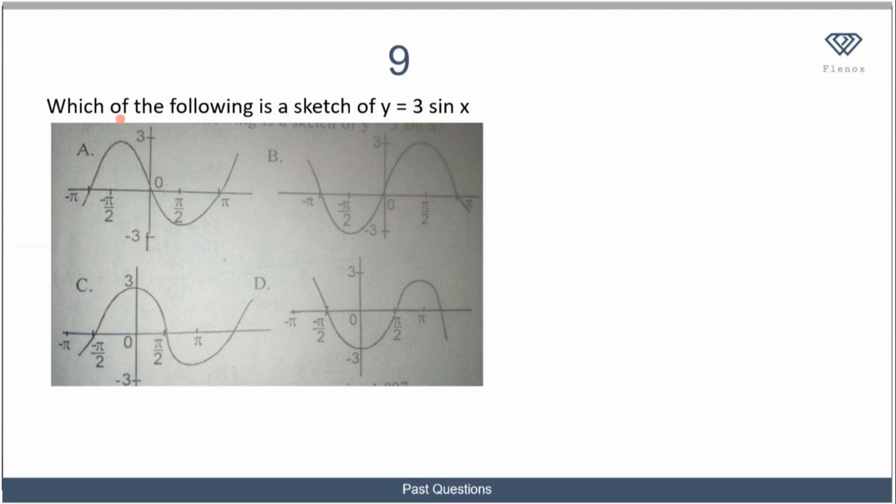We are asked which of the following is a sketch of y equals 3 sine x. So to think about it, the first thing I want us to do is to try to imagine or try to sketch it, in which we have x values here and here we have y values, which equal 3 sine x. So let's assume x is 0, then sine 0 is 0, times 3 will give us 0. Then when x is 30, sine 30 will give us half, then times 3 will give us 1.5.